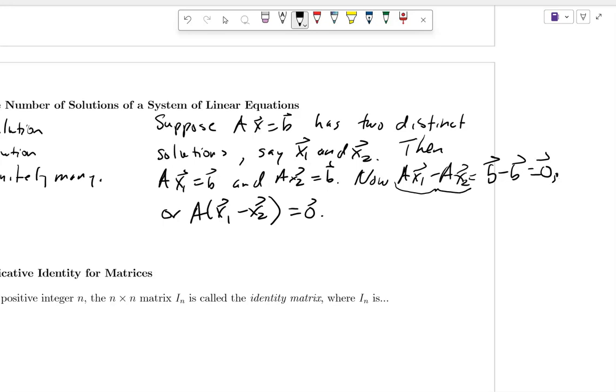Is this solution 0? Is this x1 minus x2 equal to 0, by what we're assuming? Is x1 minus x2 equal to 0? No. If x1 and x2 are distinct solutions, when I subtract them, I don't get 0, right? Okay. So I'm going to write down, notice that x1 minus x2 is not 0 since they are distinct.